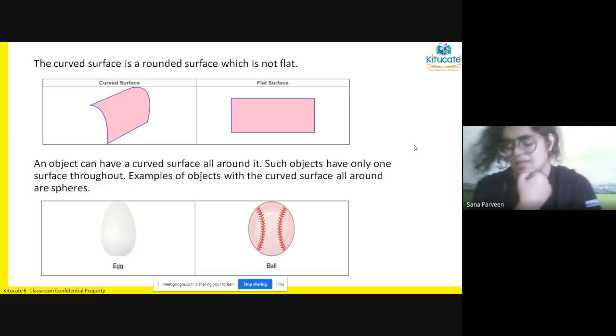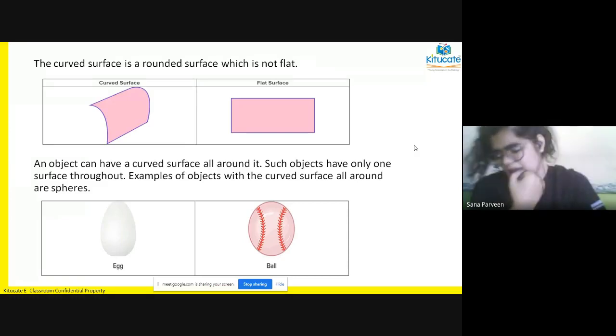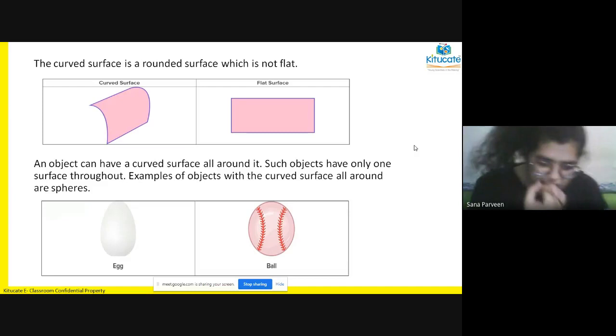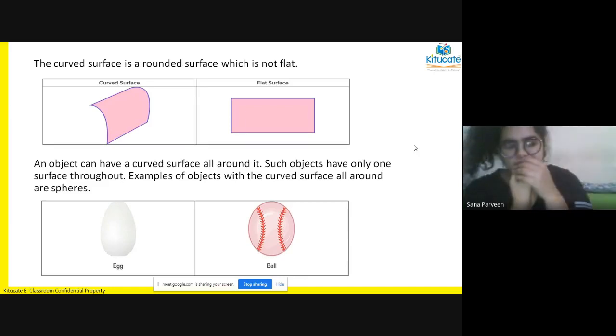Okay, so our Earth is going to have what? It is going to have a curved surface. An object can have a curved surface all around it. Examples are a ball and an egg, which is, I think, not that visible because it is white in color. So an object can have a curved surface all around it. Such objects have only one surface throughout. Okay, and the examples here which are given to us are eggs and balls.